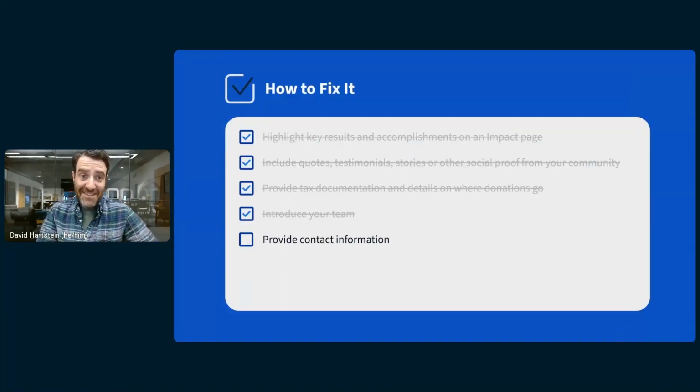Next, provide some contact information. So visitors can reach out with questions or get in touch when the time is right to get involved. It does not need to be anything too wild. Just listing some basic contact info like a phone number or an email address can go a really long way. Bonus points if you share the name of an actual person who they can address when they reach out. Just adds another level of transparency and helps folks feel more comfortable.